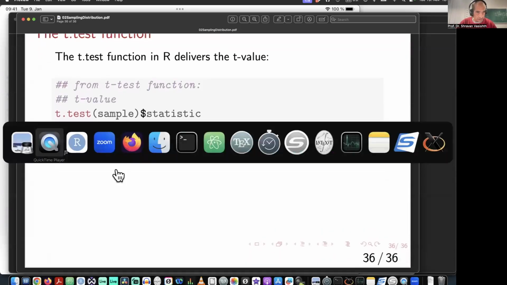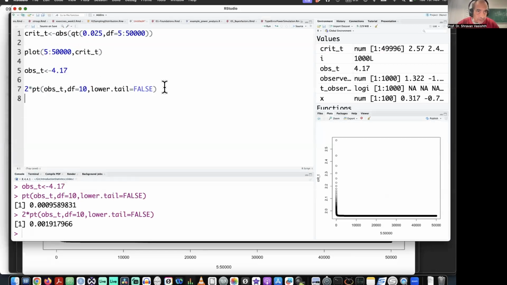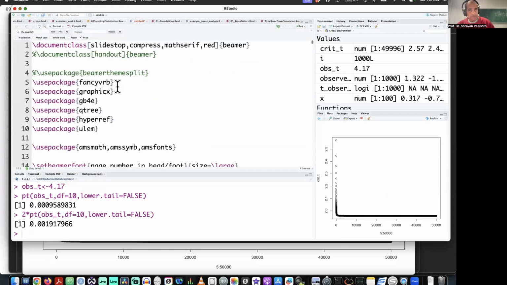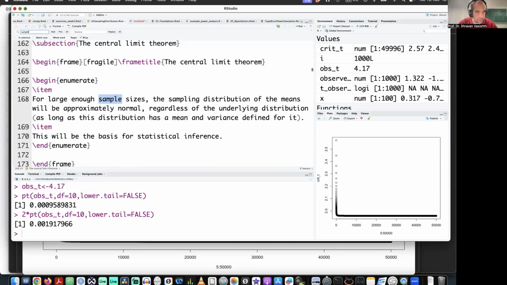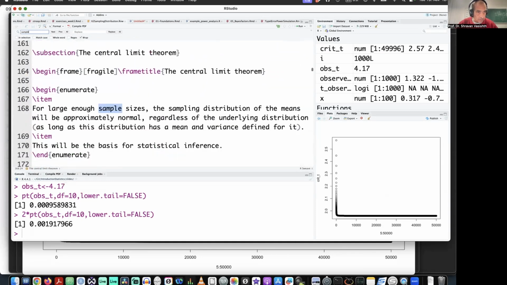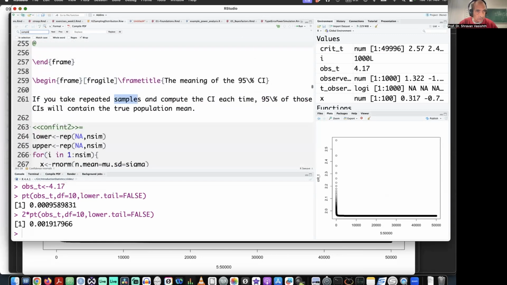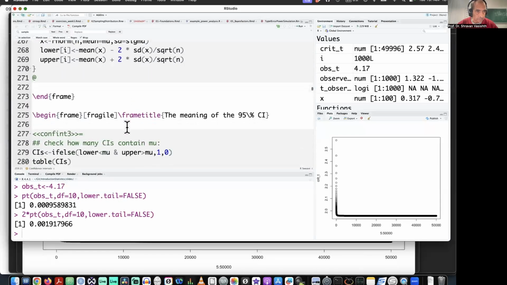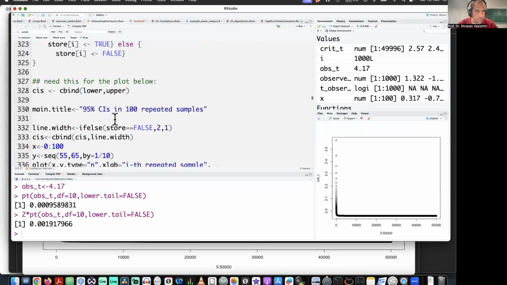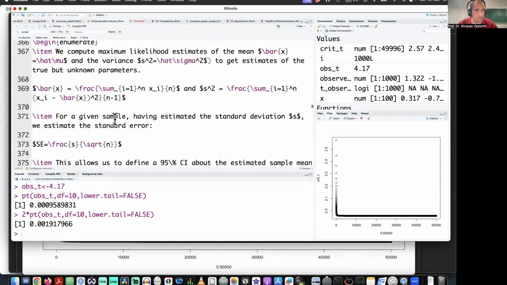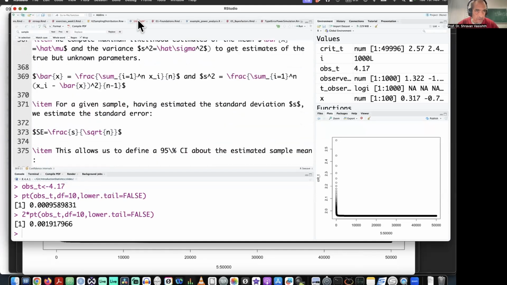So let me see if I can actually do this in the code that I have. Let me see if I can find my sample data. Where's my data? Oh, where is it gone? Let me just make up a new data set, okay? Yeah, I think it's okay if I just make up some new data set.